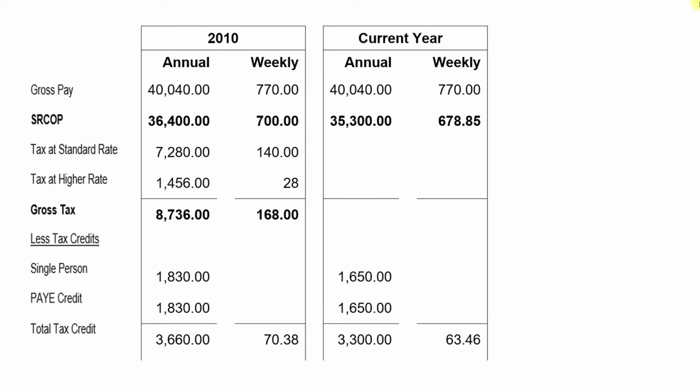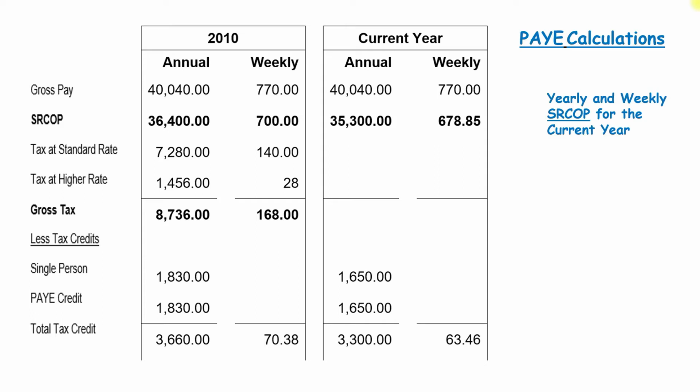So, we will start at the top of the page and calculate the yearly and weekly pay. The first thing we need to do is determine the standard rate cutoff point and tax credit for a single person for the current year. This can be found on your blue sheet, courtesy of KPMG. The relevant tax credits can also be found on your blue sheet. We will enter the single person credit and the employee credit and add the two. The weekly credit can be found by dividing the yearly credit by 52.